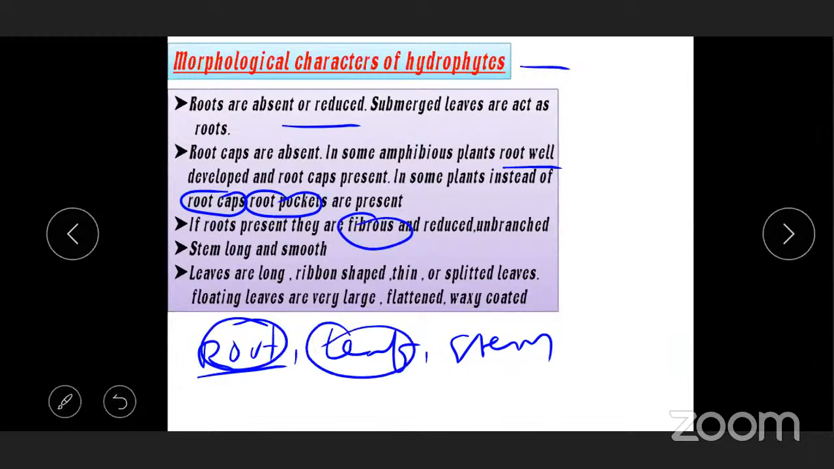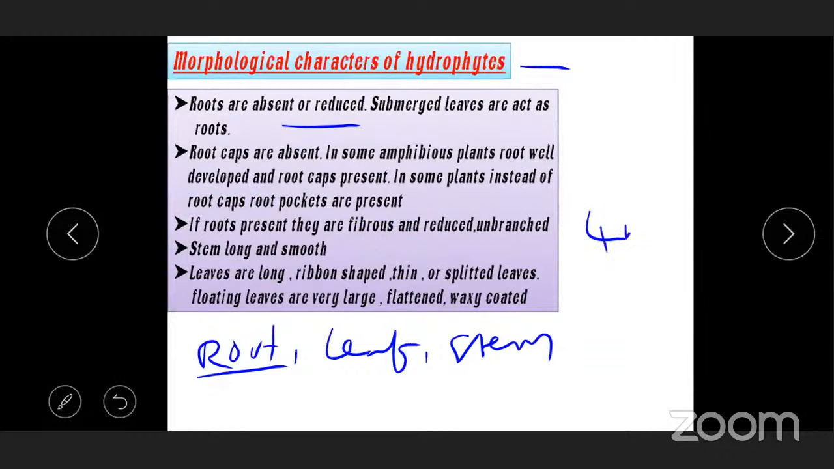Leaves: leaves are long, ribbon-shaped, thin, or splitted leaves are present in some plants. Floating leaves are very large, flattened, and waxy coated. This is about leaf information. Stem: stem is long and smooth. So this is about morphological characters, important for 4 marks.